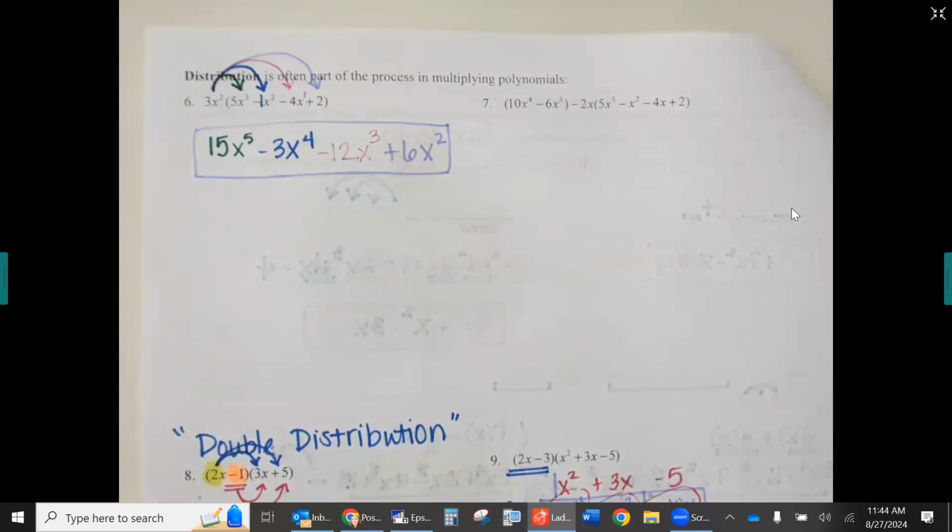Tell me on number 7, what do you think you should do first? Should you multiply the 2x in, or should you look for like terms? M means multiply first, right? You're not going to add or subtract until after you multiply. Then it becomes another question, where do I times the 2x into? The second parentheses? That is correct. Good.